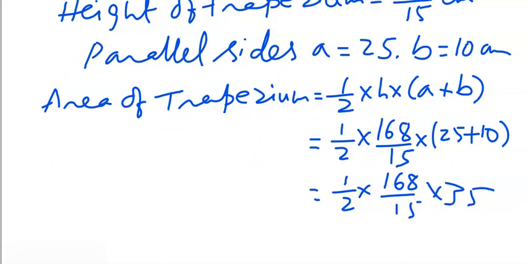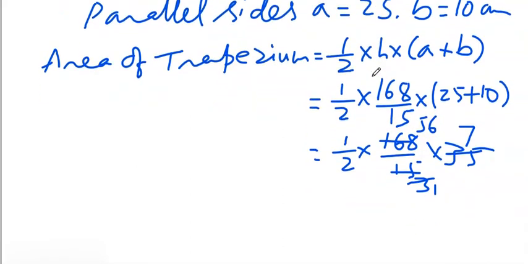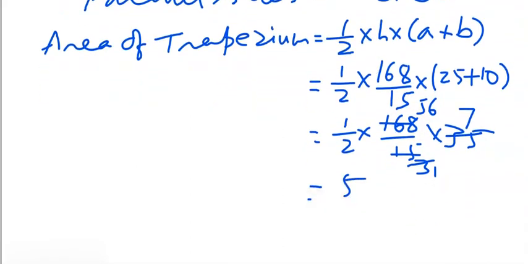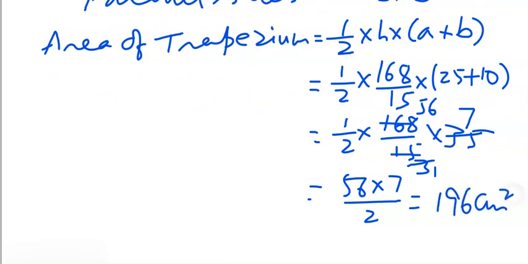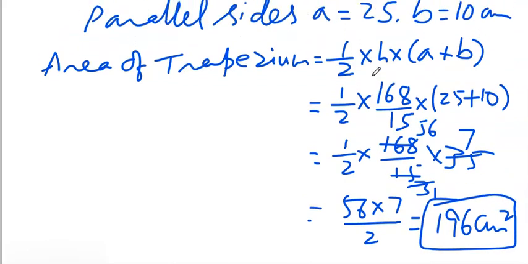Now coming to cancellation. 5 sevens are 35, so we can cancel. And we can cancel this too: 3 ones are 3, 3 fives are 15, 3 sixes are 18. Now your answer will be 56 into 7 in the numerator and 2 in the denominator, which is equal to finally 196 centimeters square. So in this way you have to find the area of the trapezium. This is your final answer. Thank you children. This is your example sum of trapezium.